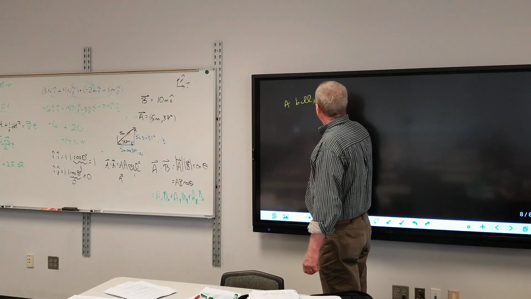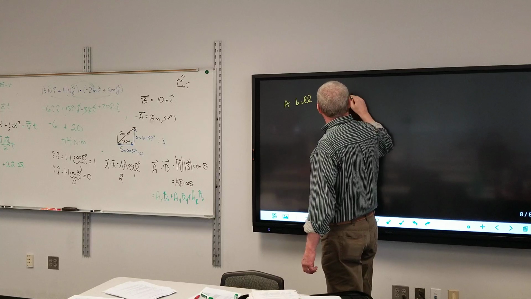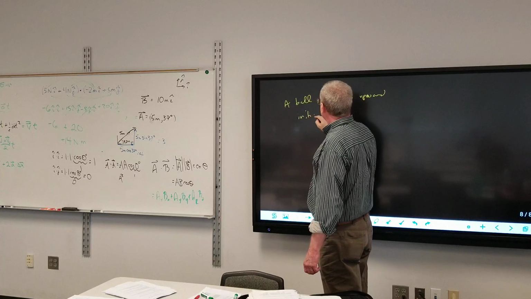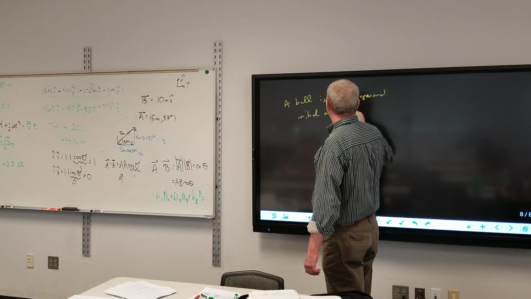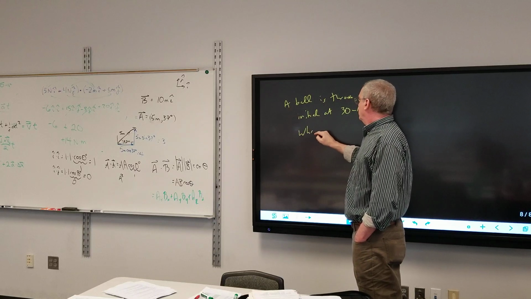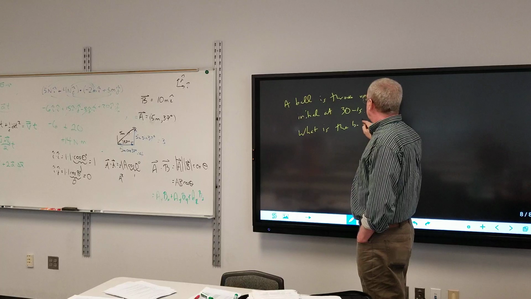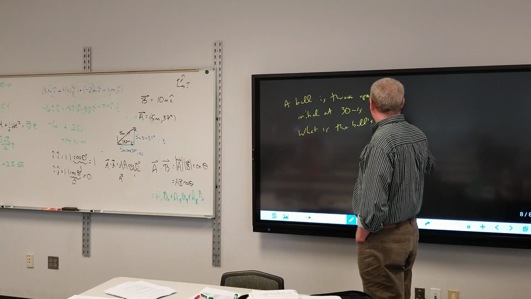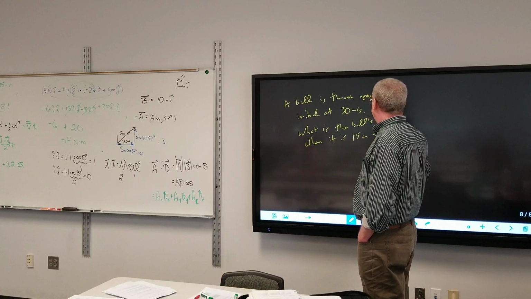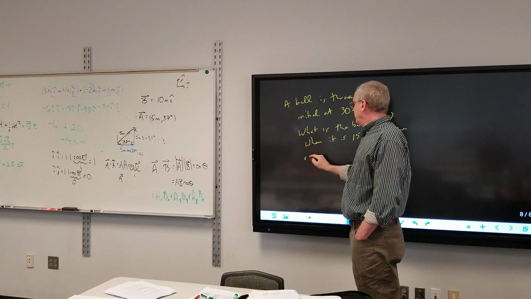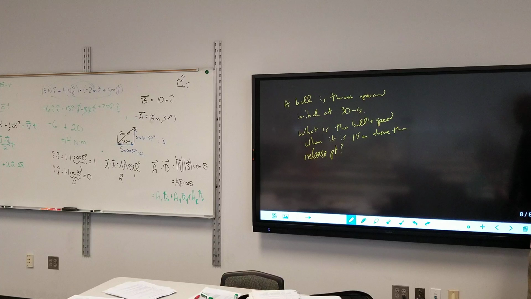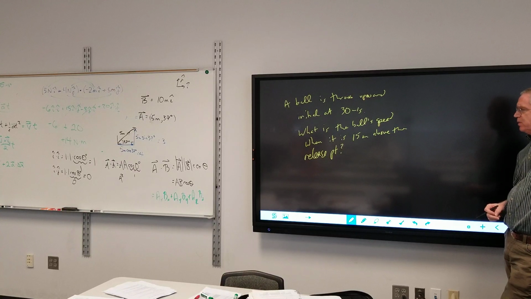A ball is thrown upward initially at 30 meters per second. What is the ball speed when it is 15 meters above the release point? Ball is thrown upward initially at 30 meters per second. What is the ball speed when it is 15 meters above the release point?